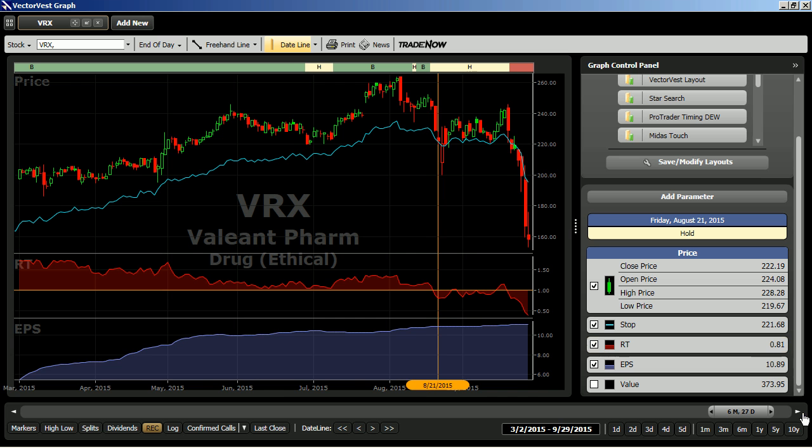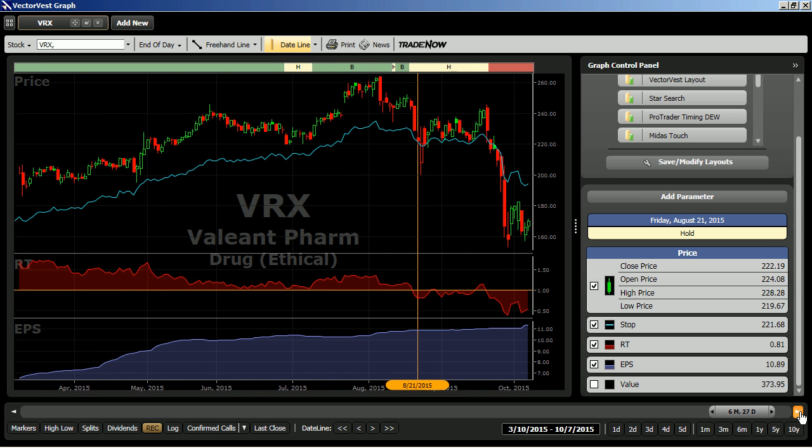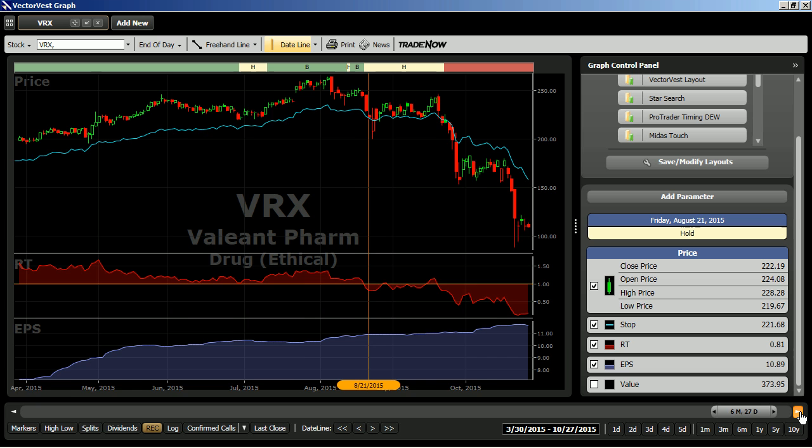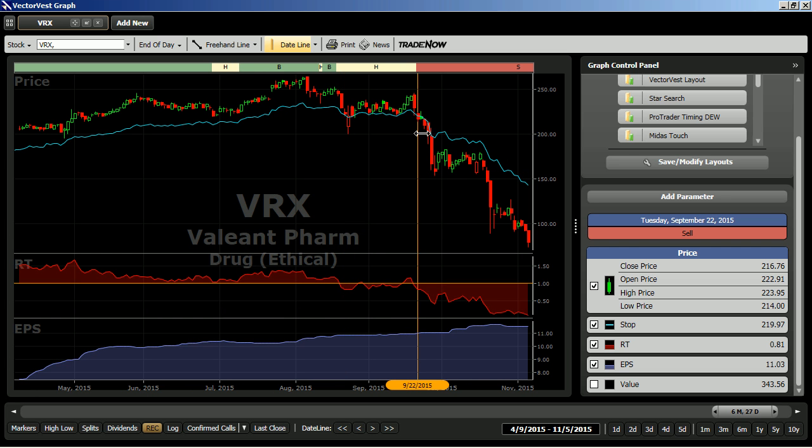And as we continue through, the RT stayed below 1, and then the stock finally closed below that stop price back on September the 22nd of 2015. So the stock has now become a sell-rated stock in our program, with the relative timing indicator down below 1.